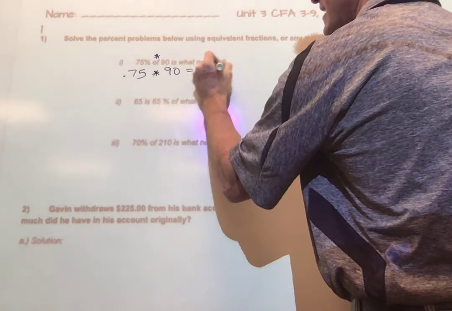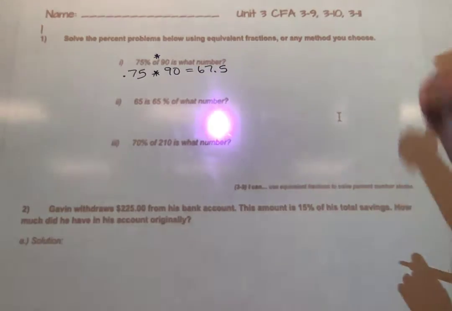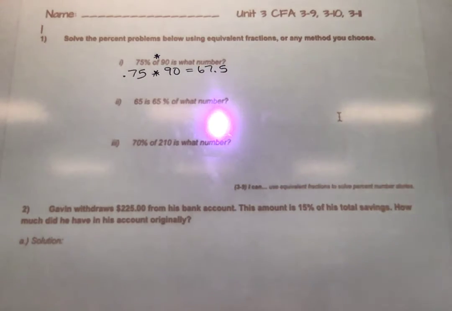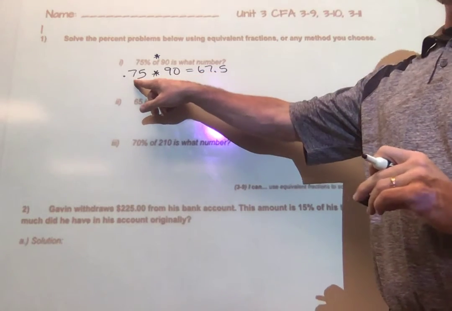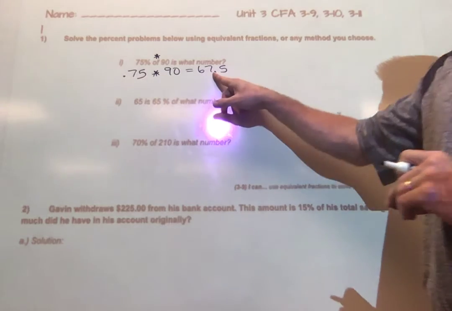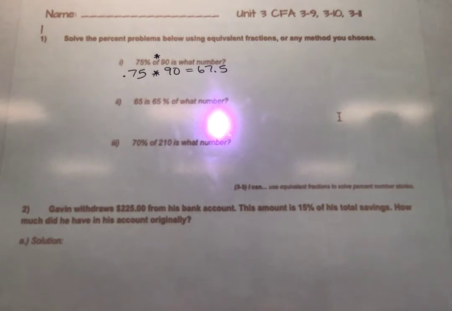A lot of you like that way. When you figured out it was an of a certain out of 90, you could just multiply. And it makes sense. My answer should be smaller than 90 because I just want 75 hundredths of it, or 75%. So my answer went down. So this would be one way to solve it.